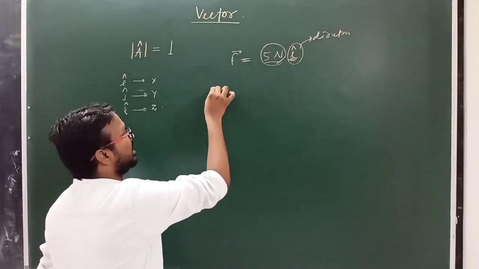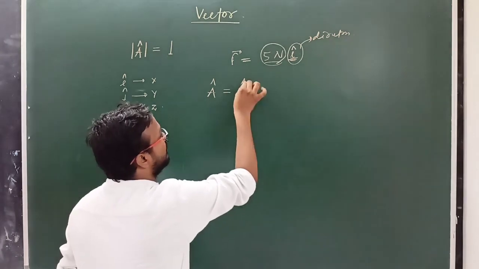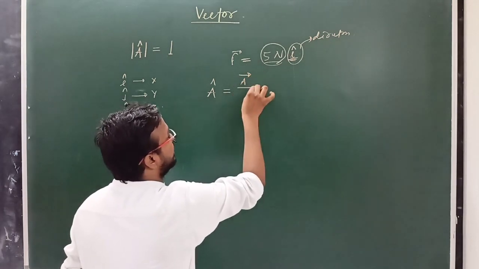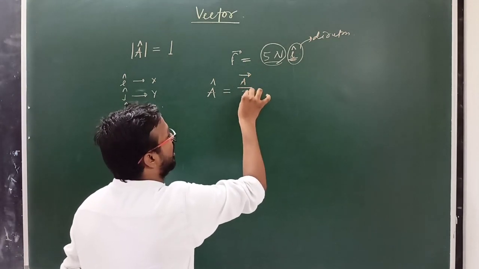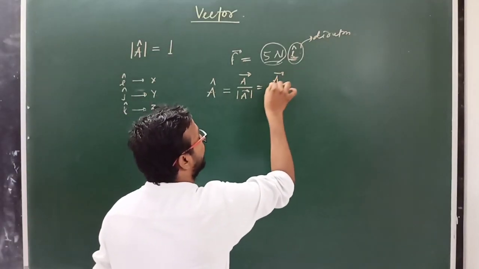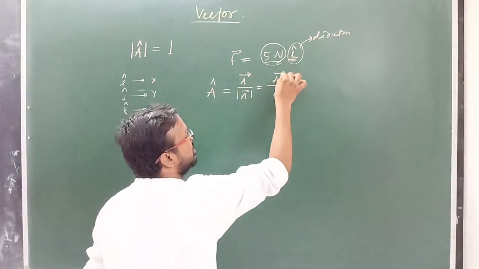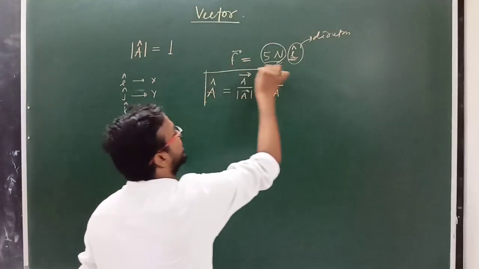The unit vector is represented by a cap, which is equal to the a vector divided by the magnitude of the a vector, or you can write this relation as a vector divided by a, simply a. Clear? This is known as the unit vector.